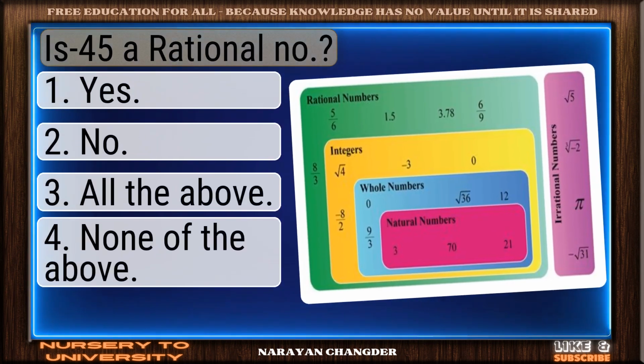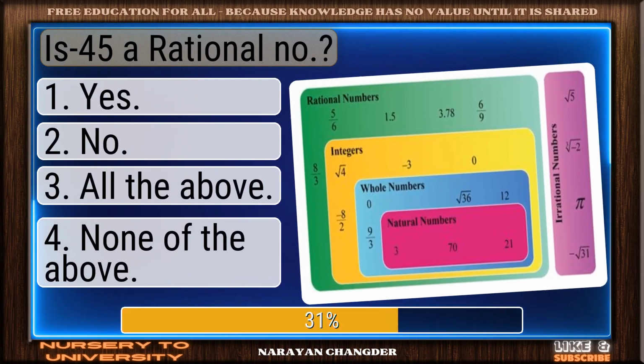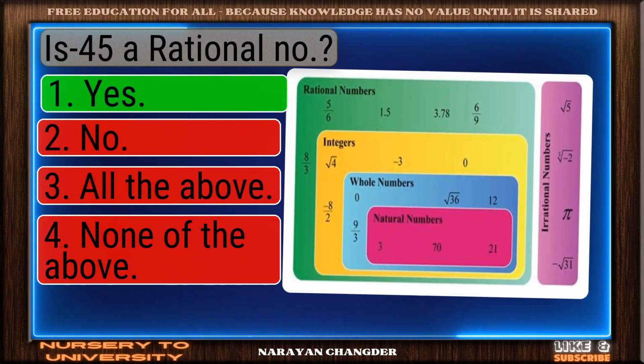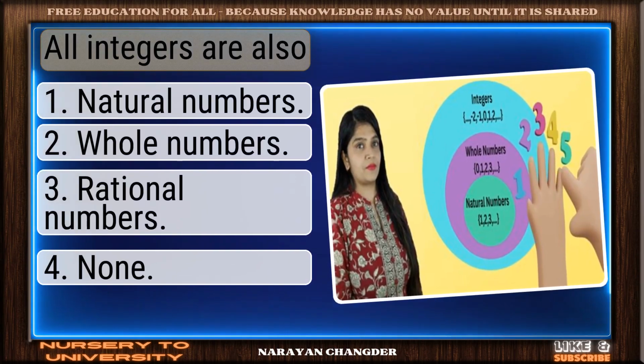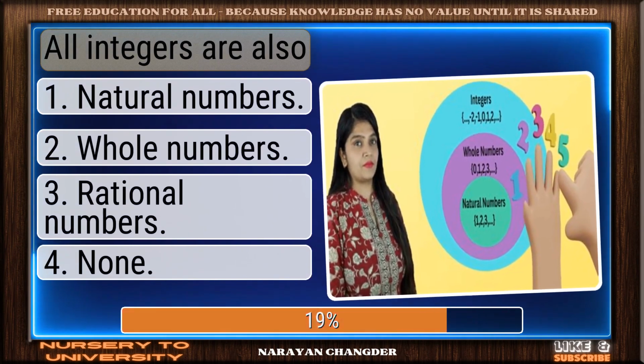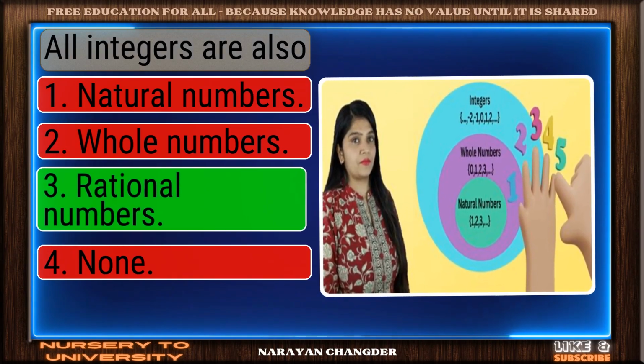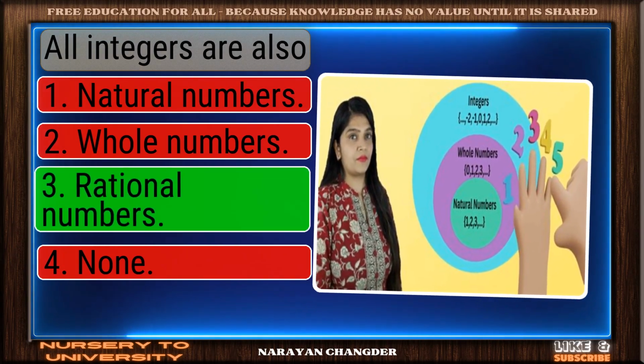Question number 200, is 45 a rational no? Good thinking. Yes is the right answer. Question number 201, all integers are also? Perfect. Rational numbers is the correct choice.